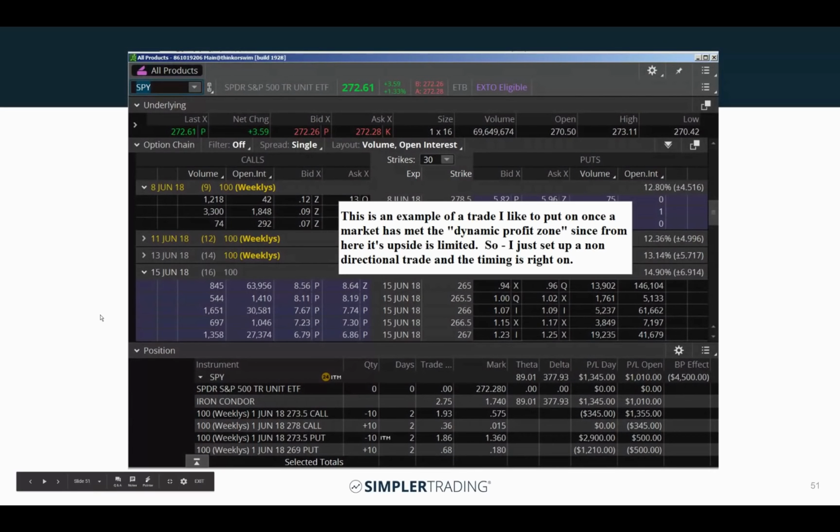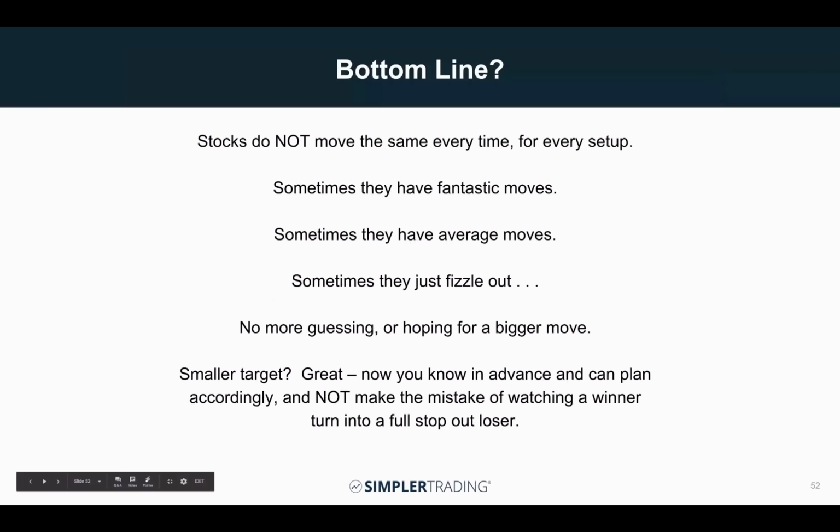So the bottom line here is that stocks do not move the same every time for every setup. Sometimes they will have fantastic moves, and sometimes they'll have average moves, and sometimes they just fizzle out. And what I like about this tool is that it reduces quite significantly the guessing or hoping for a bigger move. If you know in advance the odds are small, like, you know what, this thing is not going to have a big move, awesome. You can still take the trade, but now you know to just take that little bite of the apple and get out.